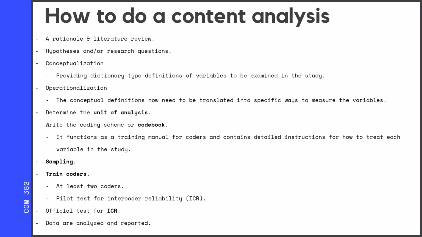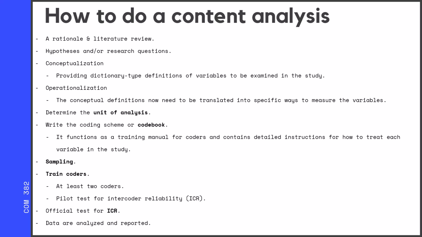So how do you actually do a content analysis? Well, you need to start with a rationale and a literature review, just like you would any other study. Most will have a research question, and some, as we've mentioned, will have hypotheses. Importantly, you have to have a conceptualization. These are dictionary-type definitions of variables that you're going to examine in the study. So if you're looking for discussions of body image in women's magazines, you have to be really precise about what you mean by body image.